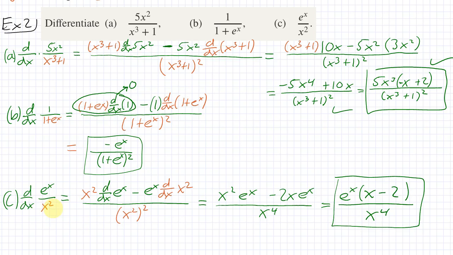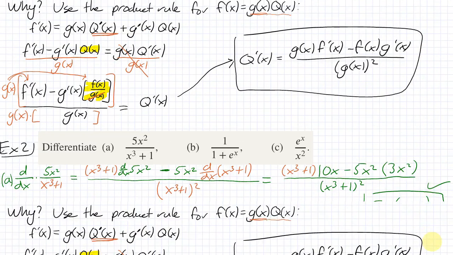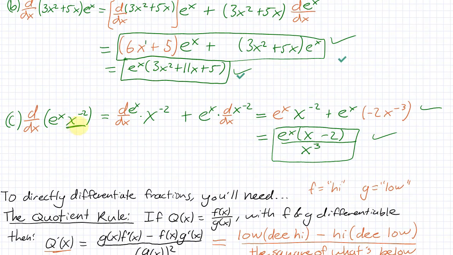Same thing here. I have x squared times, so low d high minus high d low. The derivative of x squared becomes negative 2x over x squared squared becomes x to the fourth. And then I just reduce a factor of x from the top and bottom and factor out the e to the x, and you've got this result. And let's just check that this is the same as the result that we got using the product rule before up here. We had e to the x. Yeah, so here I wrote it as x to the negative 2, used the product rule. We got the same thing, e to the x times x minus 2 all over x cubed.